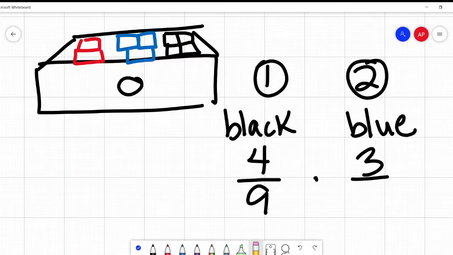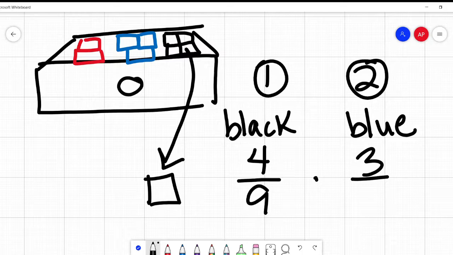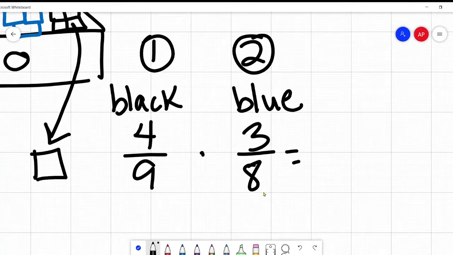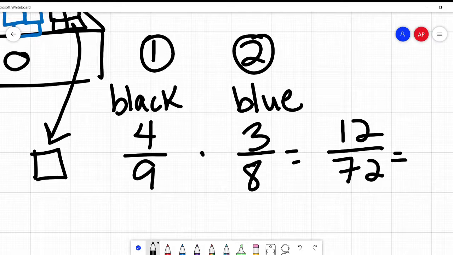No. Because that crucial piece of information saying, I took that pair of socks out and I did not put it back. There are no longer 9 pairs of socks in the drawer. There are only 8. Okay. So here on top, 4 times 3 is 12. On the bottom, 9 times 8 is 72. And I can simplify that to be 1 over 6.